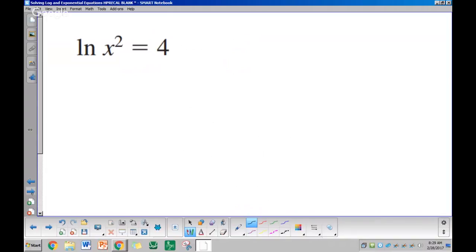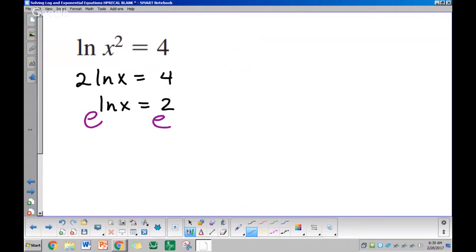So I'm going to bring the 2 down maybe? Yes. So we get 2 natural log of x equals 4, divided by 2, ln x equals 2. And now we're going to exponentiate. When we exponentiate, e and ln are inverse operations, so they undo each other. And so this is x equals e squared.